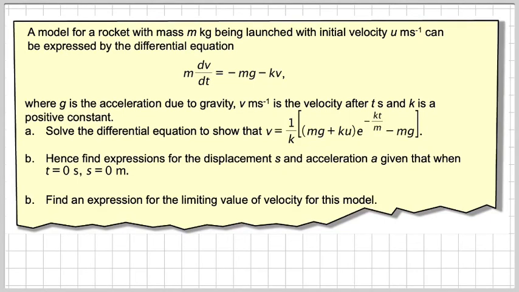So it says a model for a rocket of mass m being launched with initial velocity u meters per second can be expressed by this differential equation: m dv by dt is equal to minus mg minus kv, where g is acceleration due to gravity, v meters per second is the velocity after t seconds, and k is a positive constant. Solve the differential equation to show that the velocity will be this: 1 over k times (mg plus ku) e to the minus kt over m, minus mg.